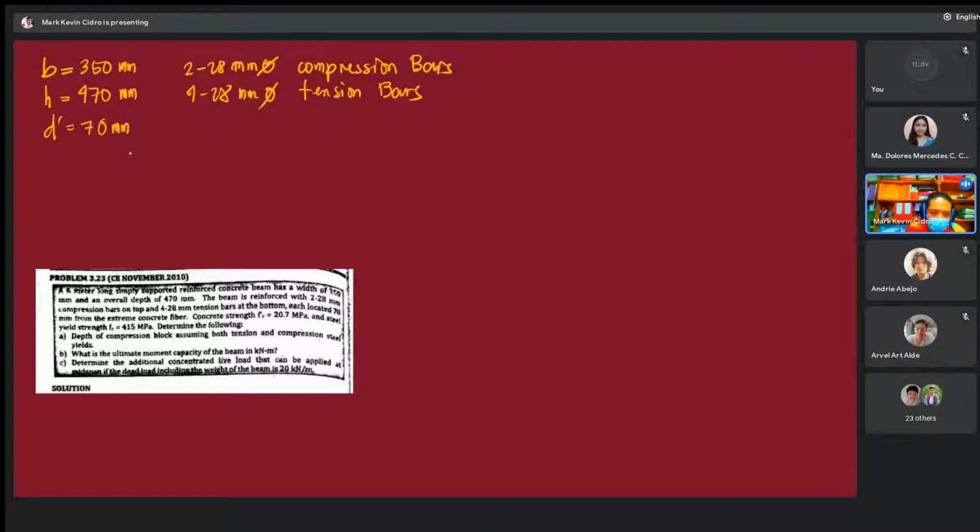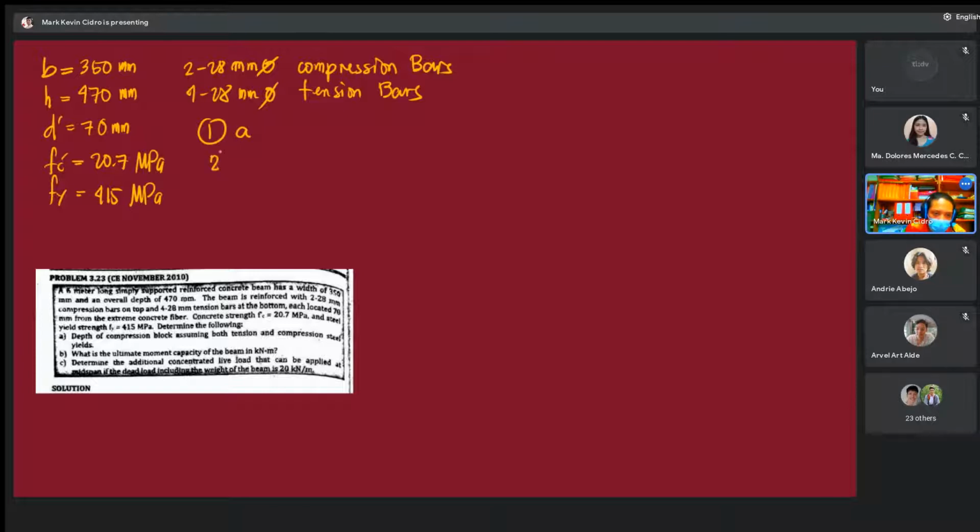Concrete strength f'c is also given, that is 20.7 megapascal, and of course Fy, which is 415 megapascal. We are to determine the following. Number 1, the depth of the compression block, assuming both tension and compression steel still yield.